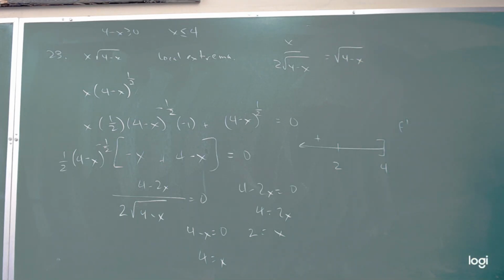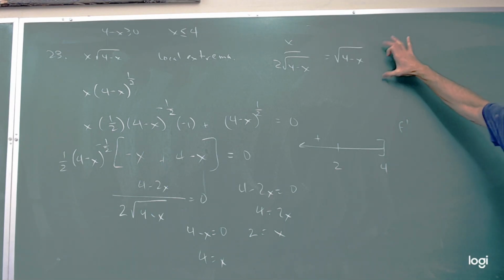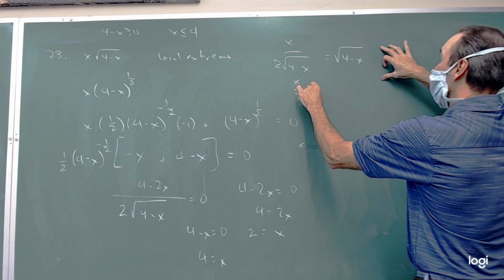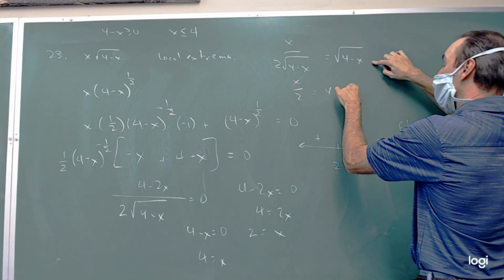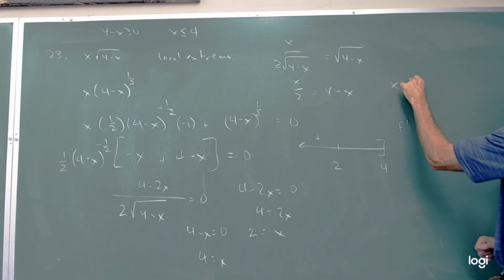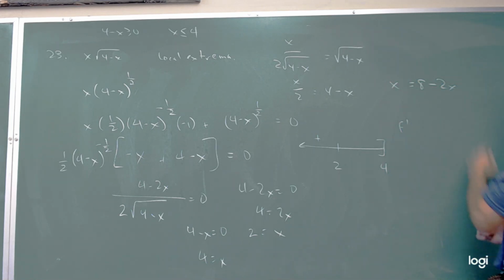Multiply the denominator. Multiply by the square root of 4 minus x. So that'll cancel here, and you'll get just 4 minus x there. Is that correct? Yes. Okay, and then multiplied by 2, so that's going to be x equals 8 minus 2x.